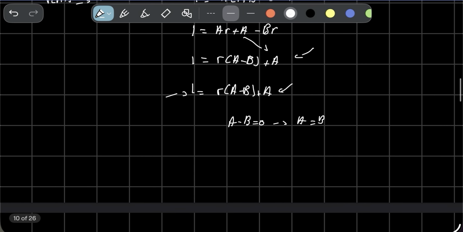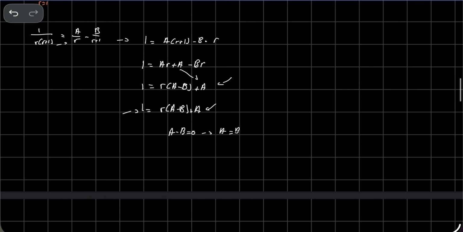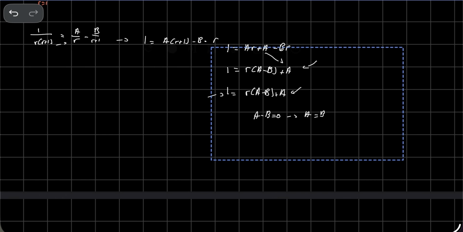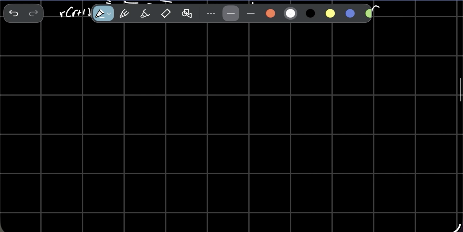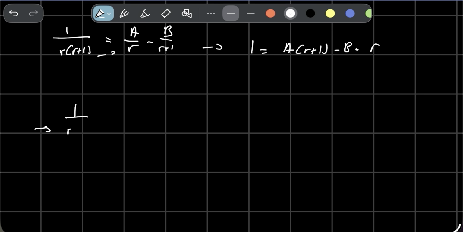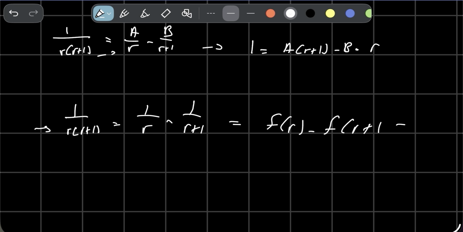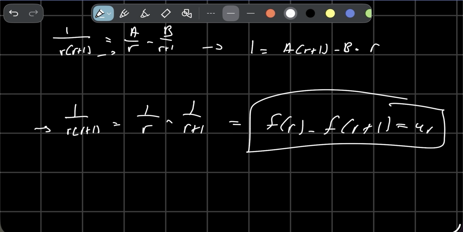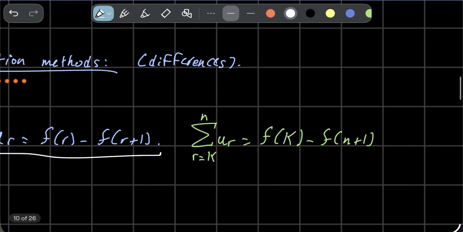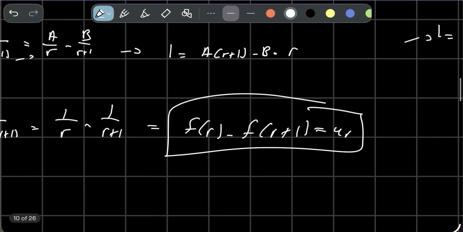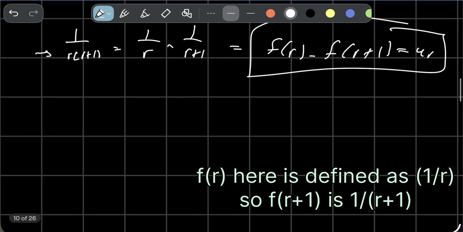Okay, so 1 over r(r+1) is 1 over r minus 1 over r plus 1, which is basically f(r) minus f(r+1). This is u_r, which is exactly the form that we want, f(r) minus f(r+1). So no matter what the question asks us now, we can easily and quite frankly solve it.